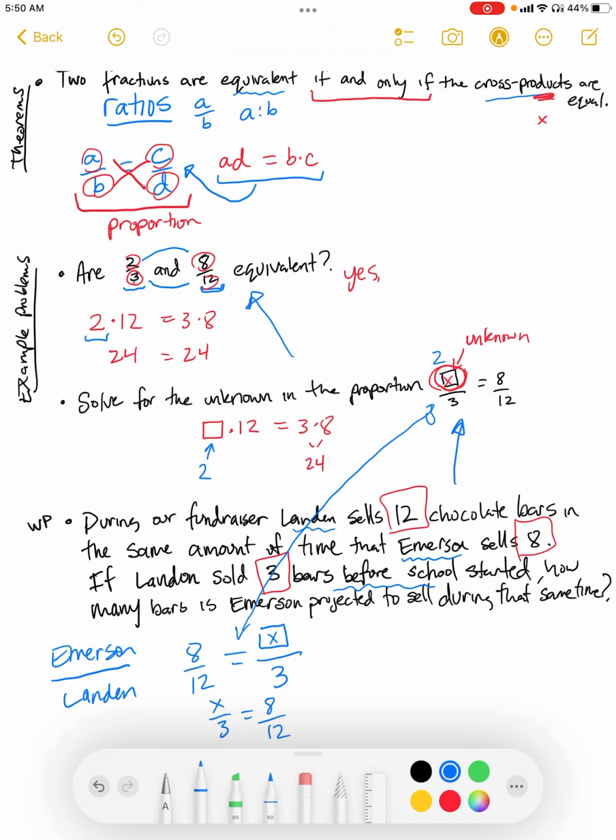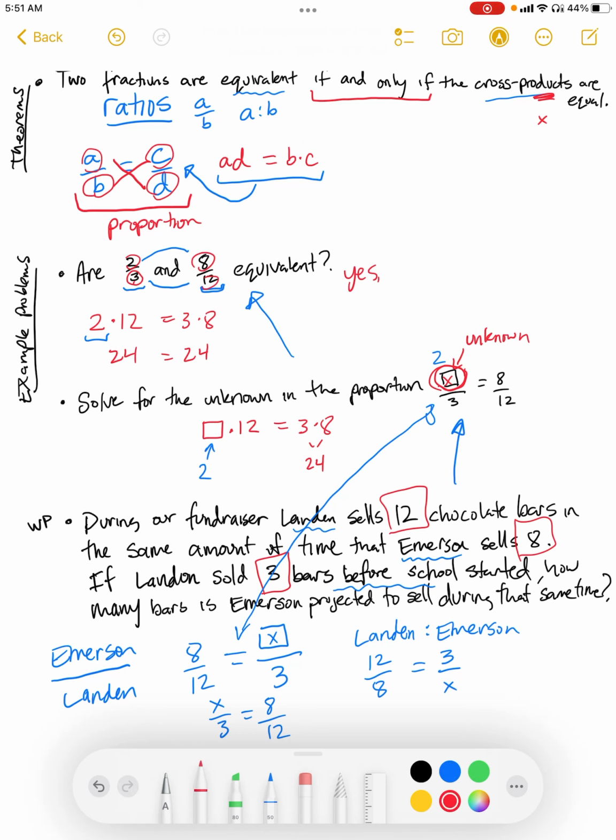Now, what if someone else set up their proportion, though? Well, I use Landon, right? The ratio Landon, and I'm going to even write it this way, to Emerson. That's okay. As long as you're consistent, proportions will work. So what would that look like? Well, Landon sold 12 in the amount of time that Emerson sold 8. Before school, Landon sold 3. I don't know how many Emerson sold.